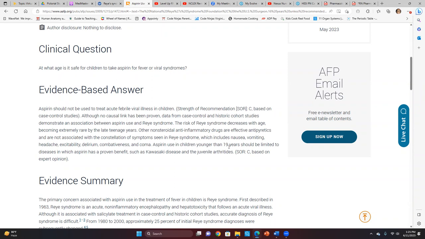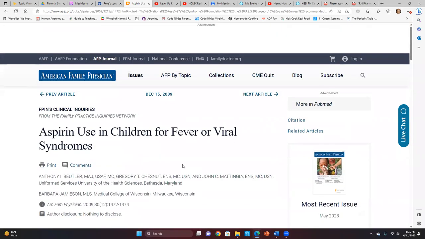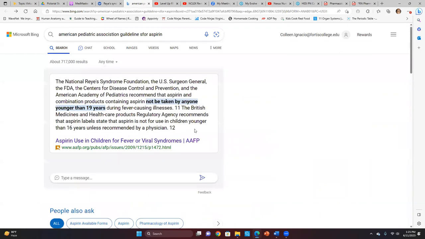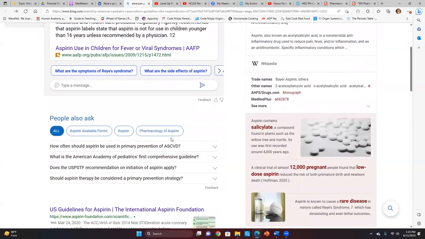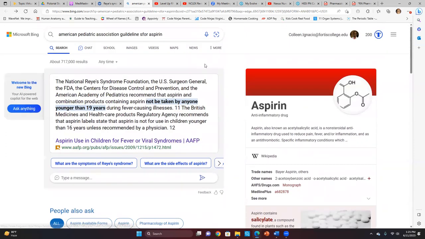Okay, aspirin use in children younger than 19 years should be limited to diseases in which aspirin has proven benefit, such as Kawasaki disease and juvenile arthritis. So I understand what you're saying, and out of an abundance of caution, I would not give aspirin to children. If your textbook says 8 years old, okay, go with that. But in real life, for your own families and your own pediatric patients, be very careful. And there's other things that we can give other than aspirin, as long as there's no allergies.